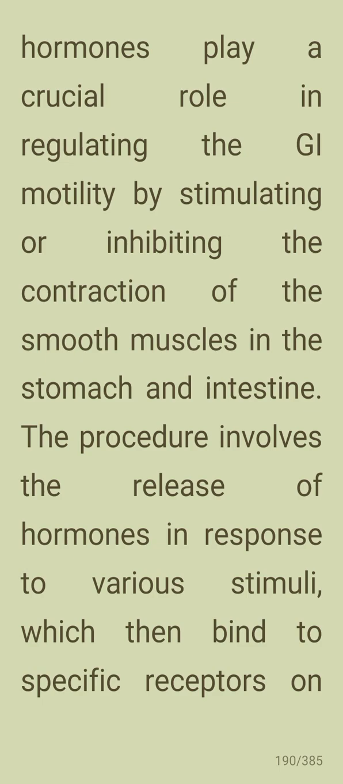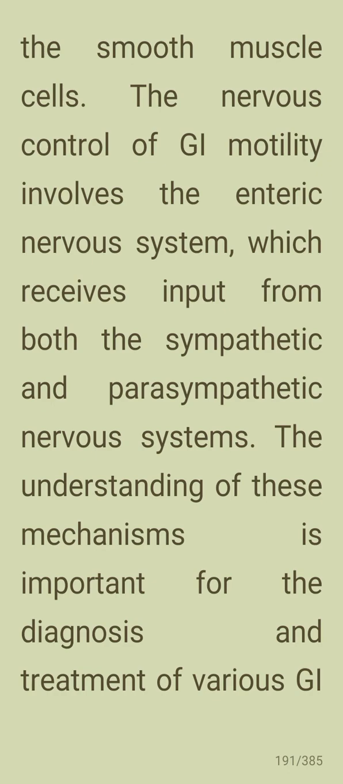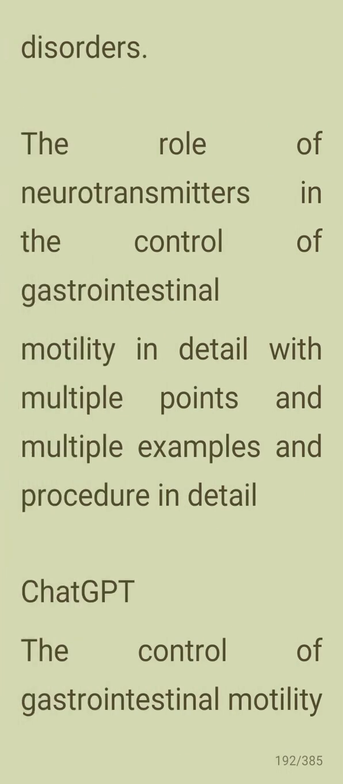inhibiting the contraction of the smooth muscles in the stomach and intestine. The procedure involves the release of hormones in response to various stimuli, which then bind to specific receptors on the smooth muscle cells. The nerve control of GI motility involves the enteric nervous system, which receives input from both the parasympathetic and sympathetic nervous system. The understanding of these mechanisms is important for the diagnostic purpose and treatment of various GI disorders.